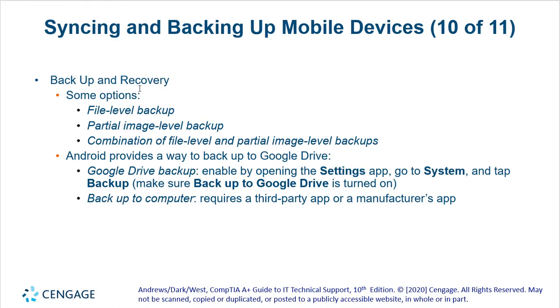Backup and recovery. So backing up a mobile device, what you can do is you can choose certain files. So you can have files that you're backing up. You can have certain images or certain parts of your phone that you're going to back up, or you can have a little bit of both. So Google Drive, you can have everything back up in Google Drive, and in settings you can make the call on what you want to back up. There's a lot of apps that I do not back up on my phone because it's just really, really weird. If you want to back up on your computer, you can download a third-party app or a manufacturer's app.